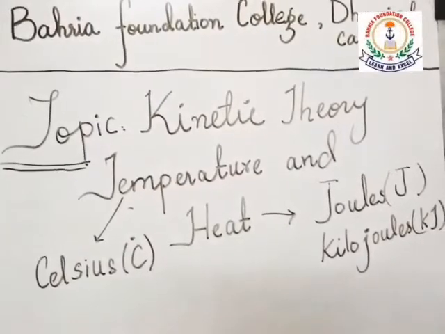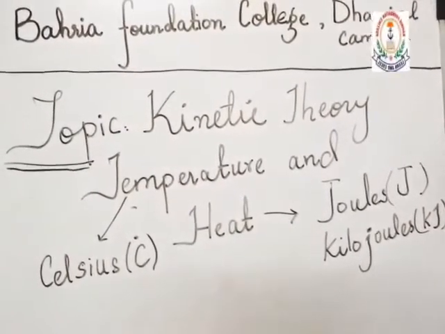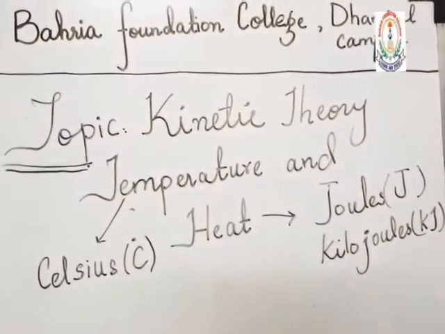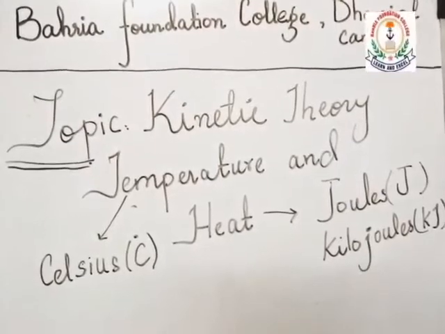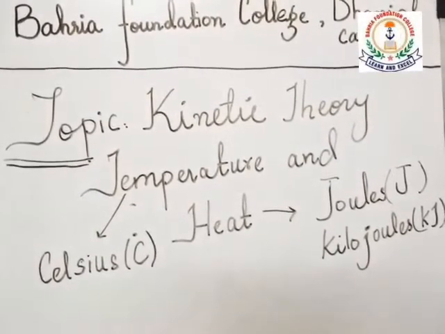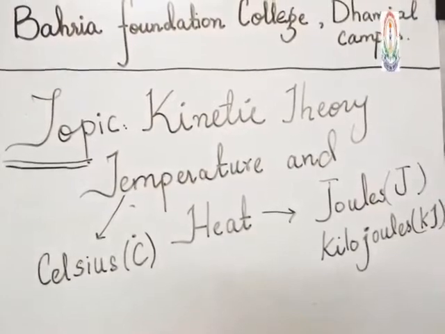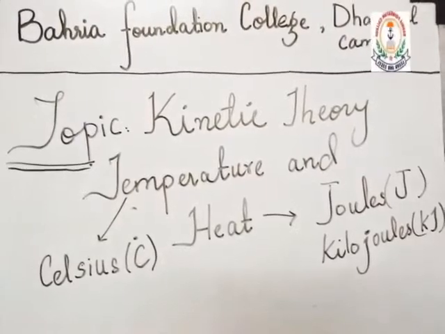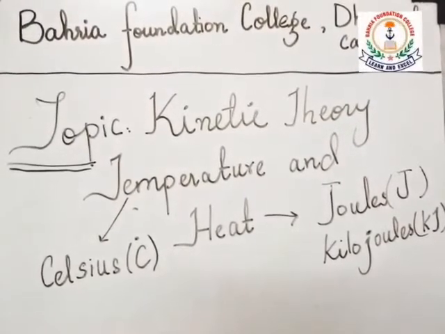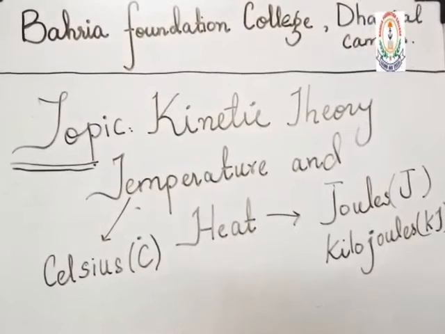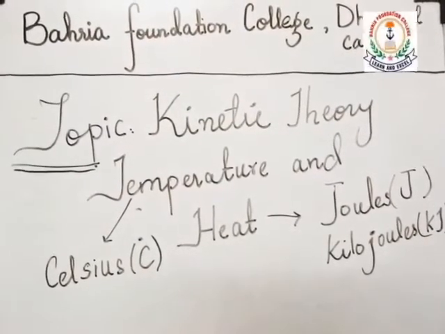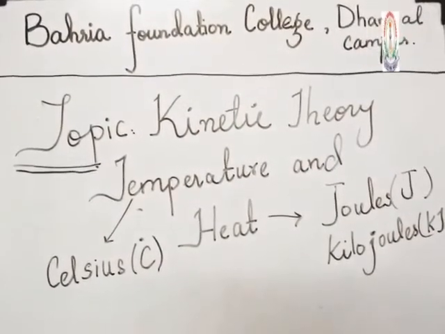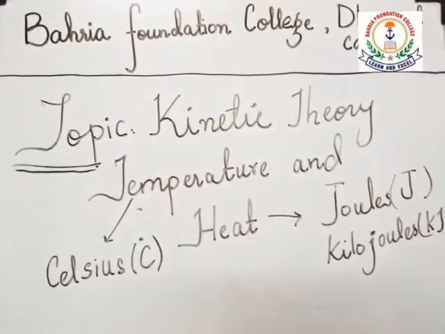As a solid cools, heat energy is removed. The particles will move slowly and slowly until they stop moving altogether. The temperature at which the particles stop moving is called absolute zero, the temperature at which a material has no energy. The temperature at that time is minus 273 degrees Celsius.